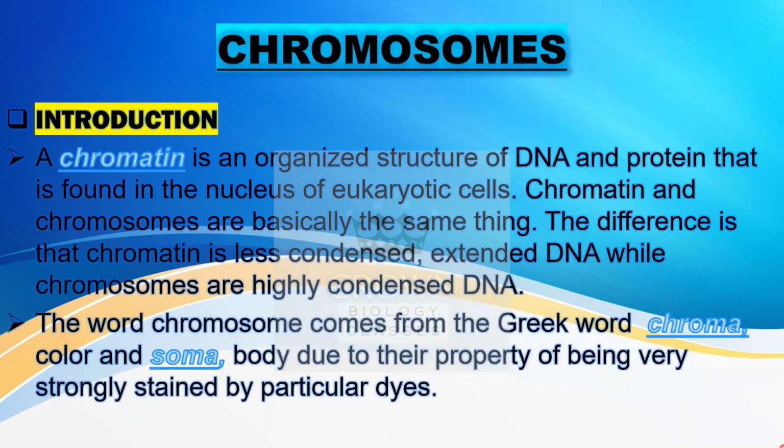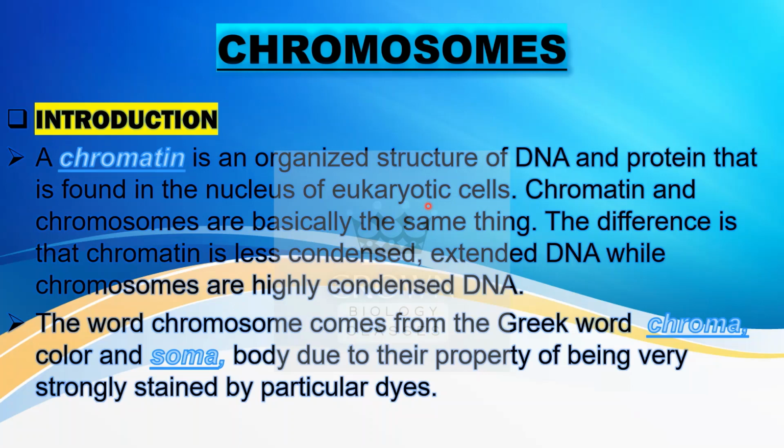So first of all, starting with the introduction part. A chromatin is an organized structure of DNA and protein. Organized structure of DNA and protein, that means with DNA there are associated proteins present with it. And those proteins are named as histones. That is found in the nucleus of eukaryotic cells.